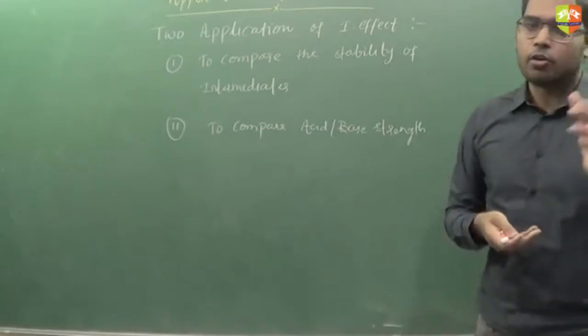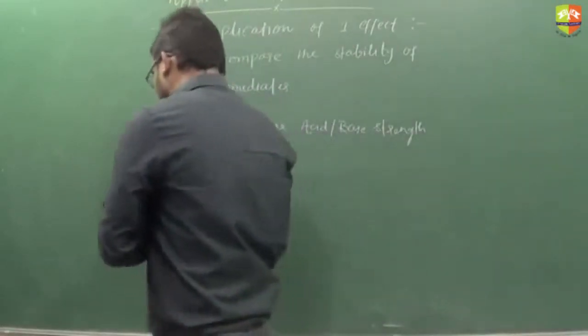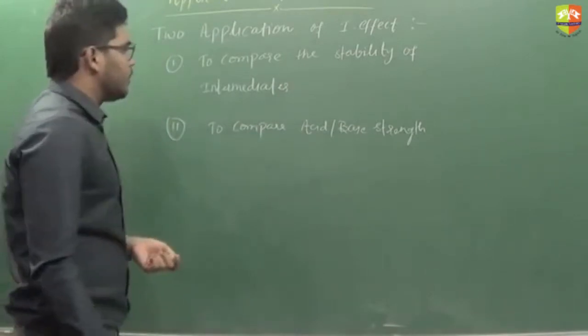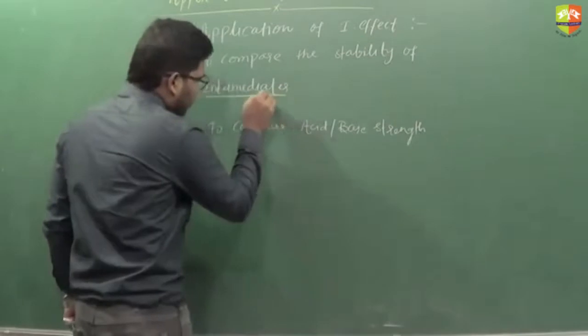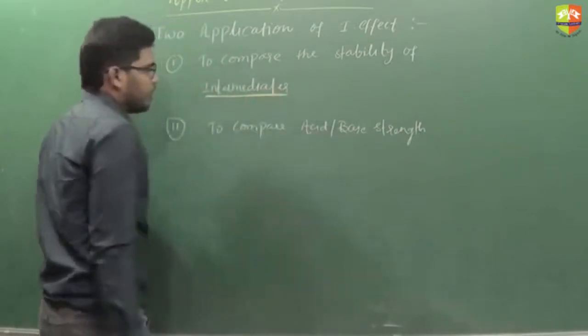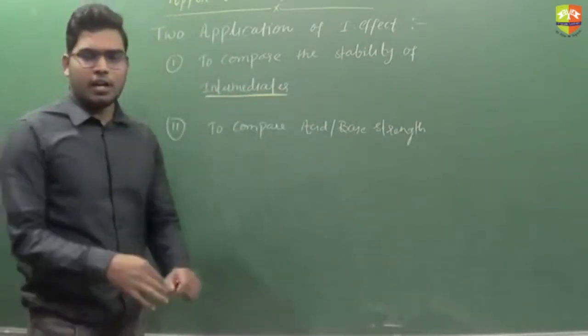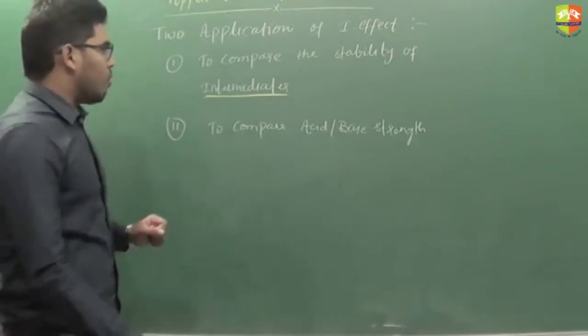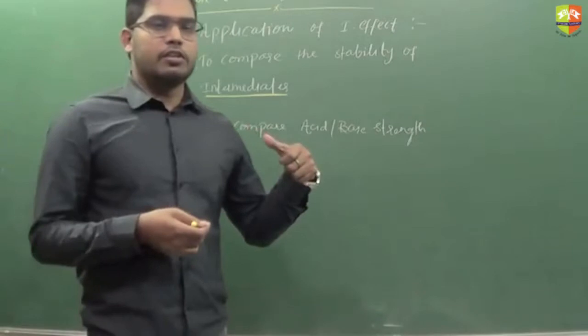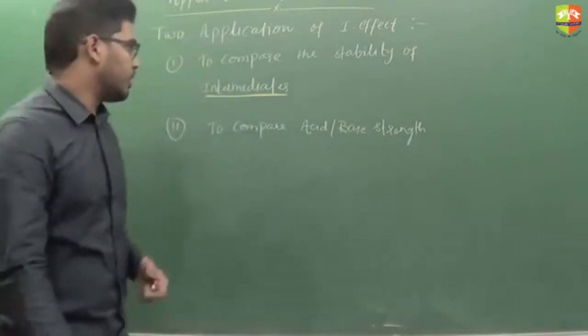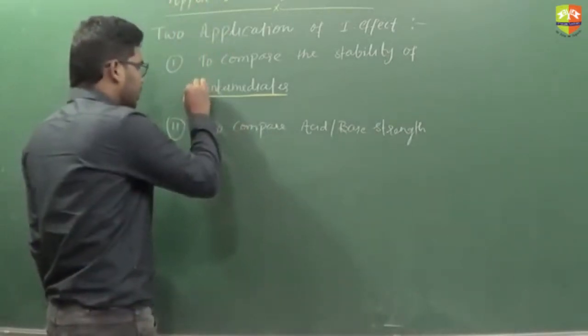So the first thing we are going to discuss is comparing the stability of intermediates. Intermediates are a new thing here, right? We haven't discussed intermediates. First of all, we'll see what kinds of intermediates we have. Then, one by one, we'll see mainly three types of intermediates and the stability of those intermediates.